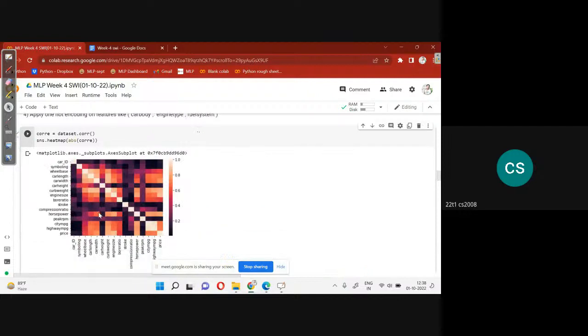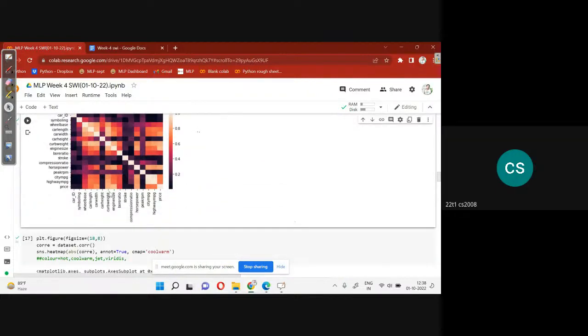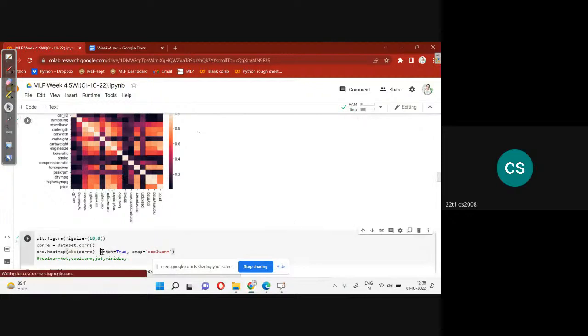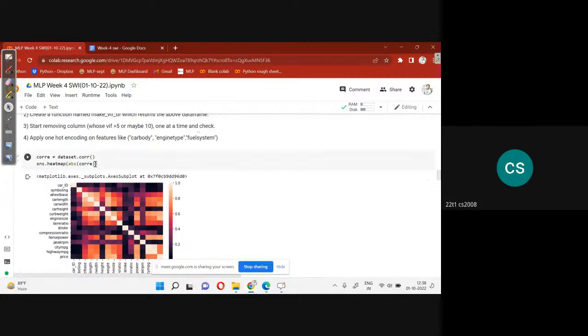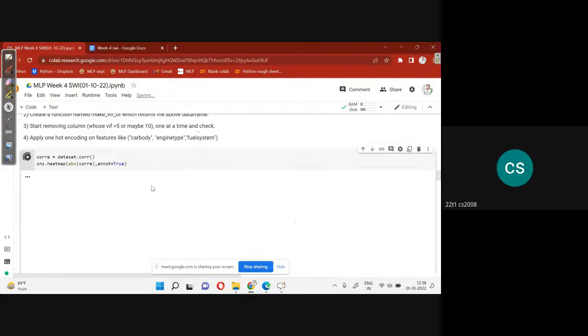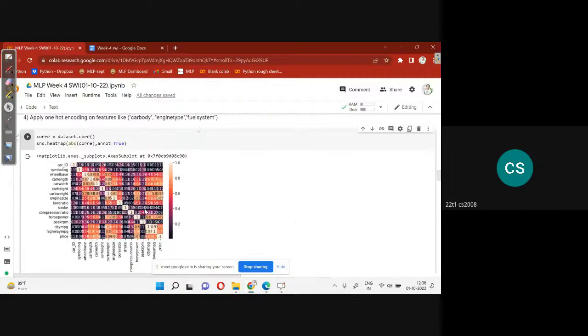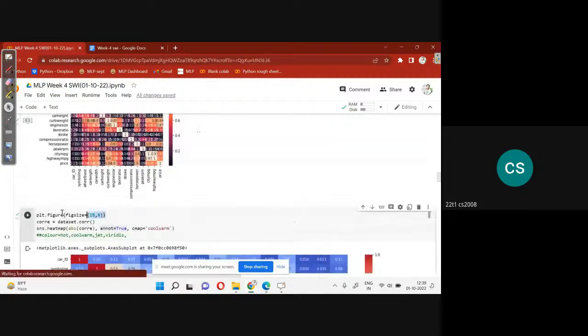So yeah, this would be the simple version. But as we see, we have to use the annotation, then only we can see the values. So the first thing is that it said not equal to true. Then we can see that it's too messy, so just increase the size of the graph.